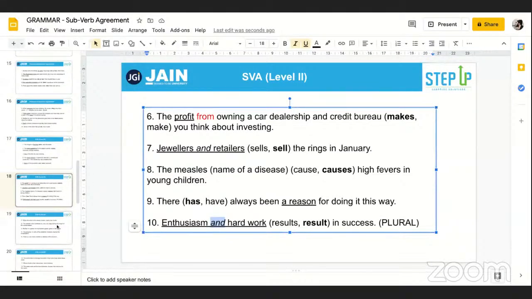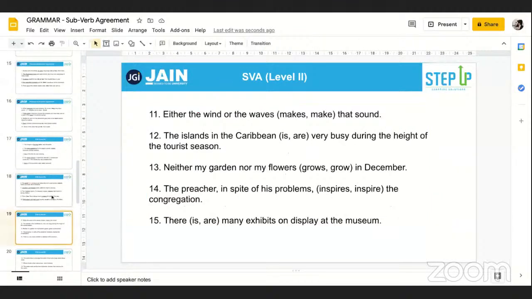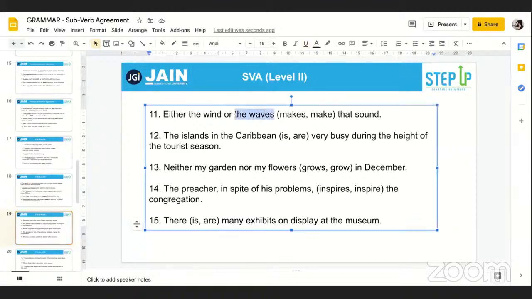Let's continue. Question 11. Mix the sound. Mix. Very nice. So it's one of them. It will make the waves make the sound. Yeah, make, sir. We already went through this before.